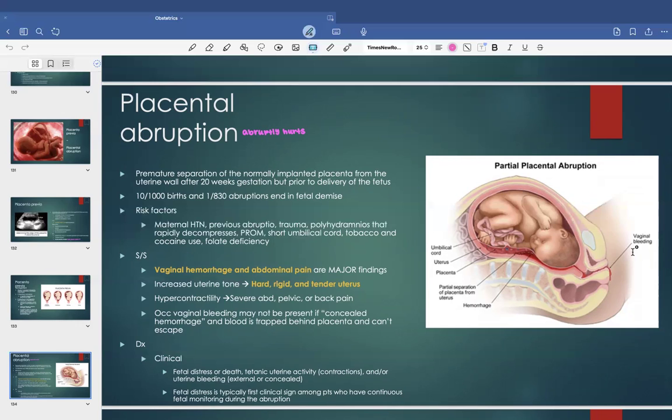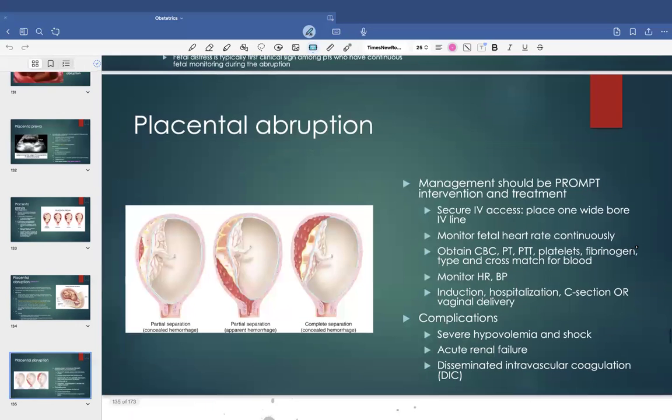You want to monitor the fetal heart rate continuously. You want to obtain CBC, PT, PTT, platelets, fibrinogen, type and cross-match the blood. Monitor heart rate and blood pressure. These patients may need induction, hospitalization, C-section. They are eligible still for vaginal delivery.